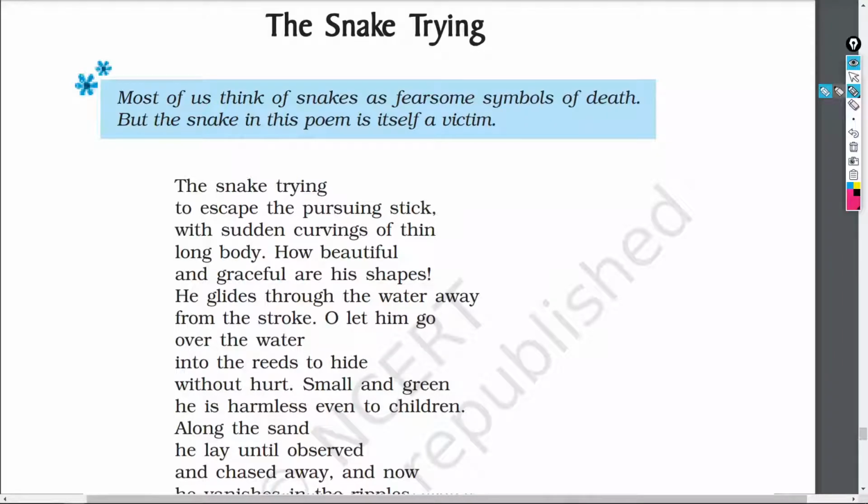So here we go. The name of the poem is The Snake Trying. This poem is written by W. E. Rose, R-O-S-S. Before starting the poem, there is again one warm-up thought, a particular thought that will warm us up in order to start the poem. Let us go for it.